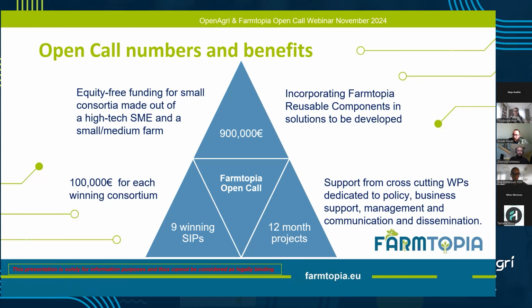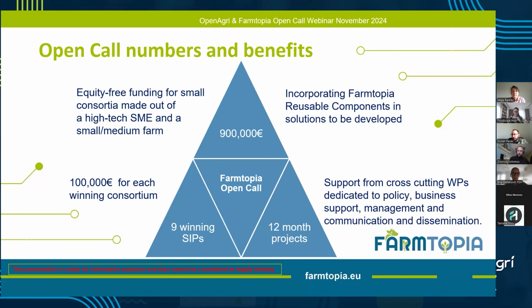Just like in OpenAgri, in Farmtopia, we are also offering 900,000 euros to 9 of the winning sustainable innovation pilots, with each one set to receive 100,000 over a 12-month period of project implementation. We are distributing this funding as equity-free deliverable-based funding, meaning that you will not be asked to return this money, nor will we ask any participation in your company after it has been completed. And deliverable-based means that we will not be assessing the financial records of the awarded applicants for them to receive the fund.